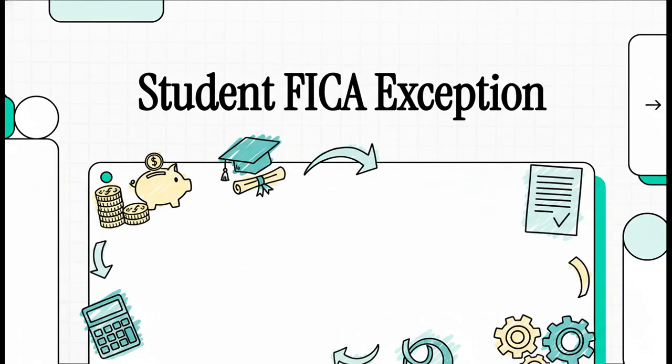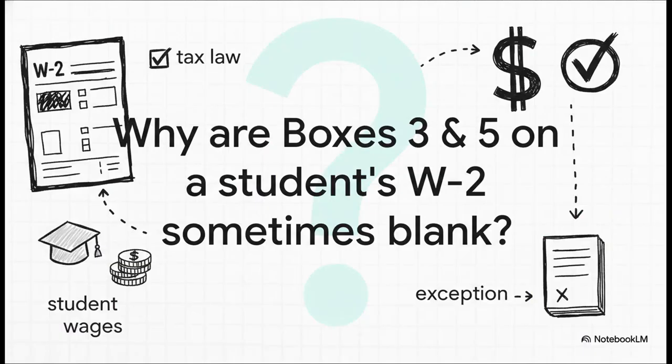Let's jump right in. Let's kick things off with a puzzle you've probably seen 1,000 times. You're looking at a W-2 for one of your student employees. You see the total wages in box 1, but then you look over at box 3 for Social Security and box 5 for Medicare, and they're either 0 or way lower than box 1. Now, your first instinct might be to think, uh-oh, did we make a mistake? But nope, it's not a mistake at all. It's actually a very specific tax law in action.